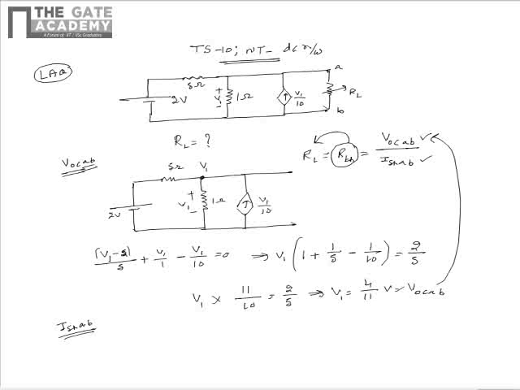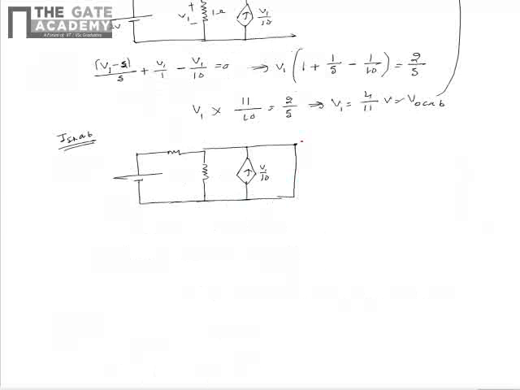For finding the short circuit current between terminals A and B, let us draw the equivalent circuit as shown. Please note that in this case, the terminals A and B should be shorted. As the terminals A and B are shorted, the potential at the point marked is equal to 0, so V1 is equal to 0 volts. As V1 is equal to 0 volts, the dependent current source carries a current of 0 ampere. Hence, the current through the 5 ohm resistor, which is I1, can be written as I1 is equal to (2 minus 0) divided by 5, that is equal to 2 by 5 ampere.